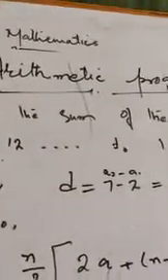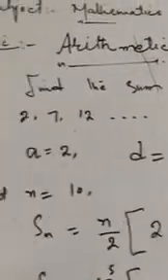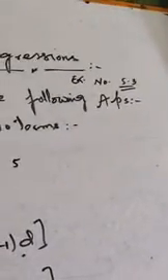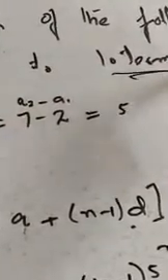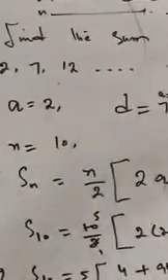Today I have taken how we can find the sum of the terms. First of all, here is the question. Find the sum of the following APs. This is the AP 2, 7, 12, up to 10 terms. We need the sum of these terms. How can we find it?